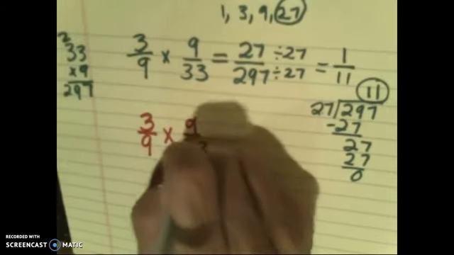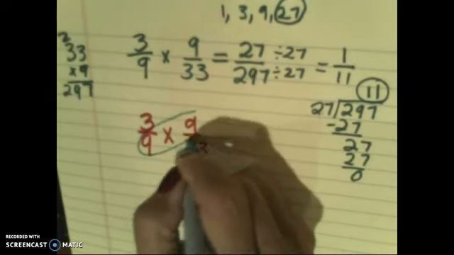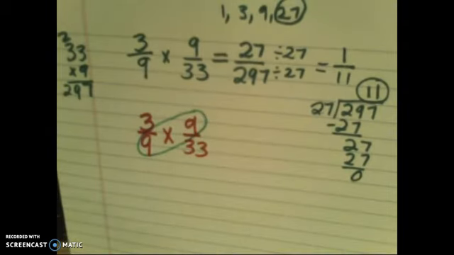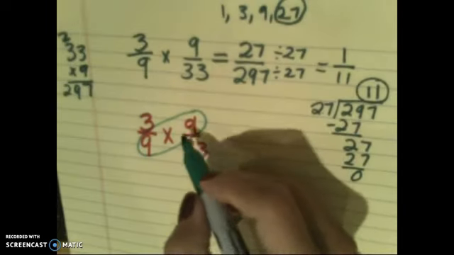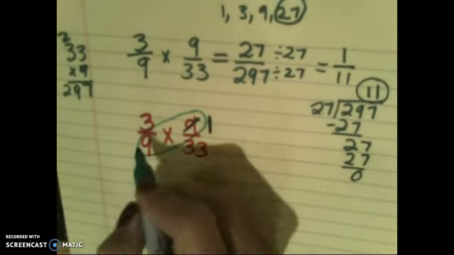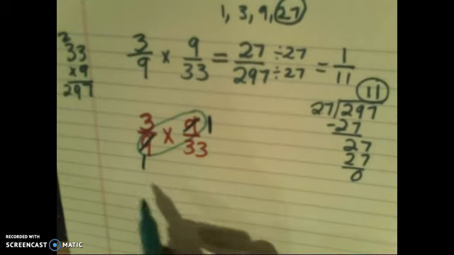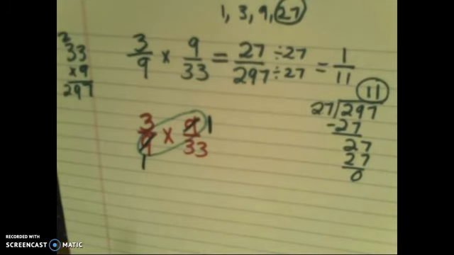So if I look at these numbers, all right, if I look at these 9s going across this way, are these numbers divisible by each other? Is there a number that divides into them both? Yes, and that number is 9. So 9 divided by 9 is now 1, and 9 divided by 9 is 1. So I'm simplifying the fraction before I even start to multiply across.